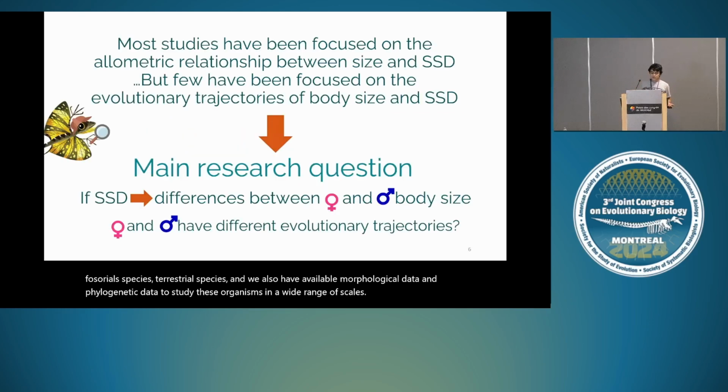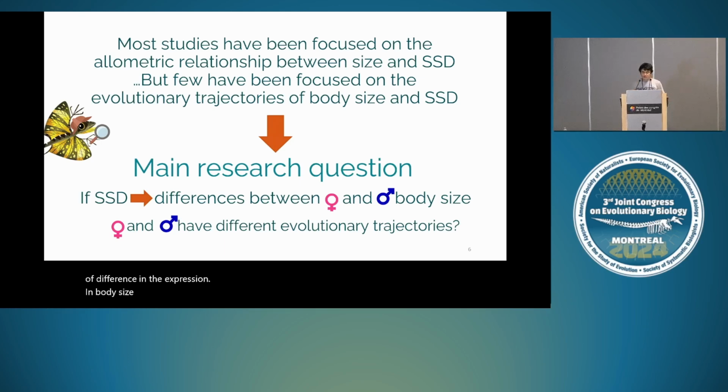There are studies about SSD evolution, but most of them are related to the allometric relationship between size and SSD. But few have been focused on the evolutionary trajectories of both body size and SSD. So my main research question is if SSD is the product of differences in the expression of body size between males and females. I think that males and females will have different evolutionary trajectories.